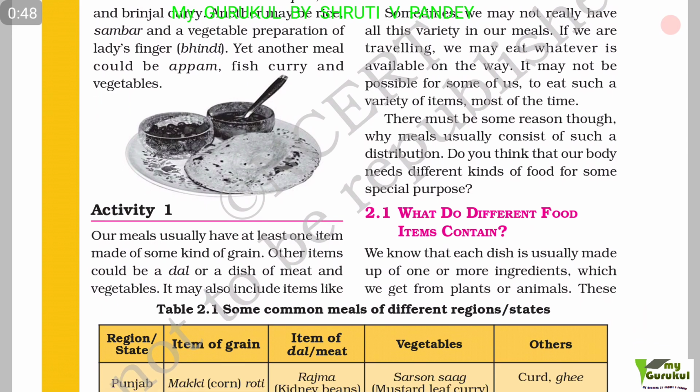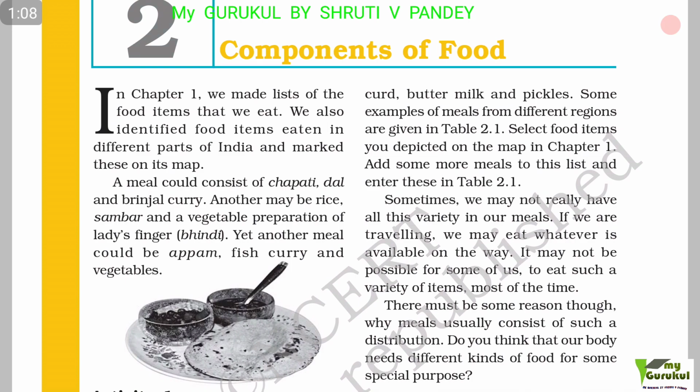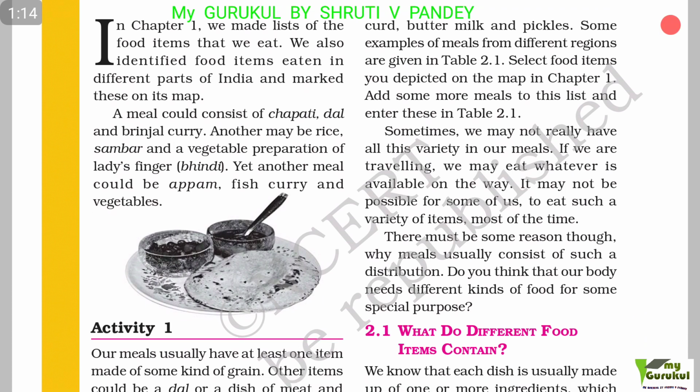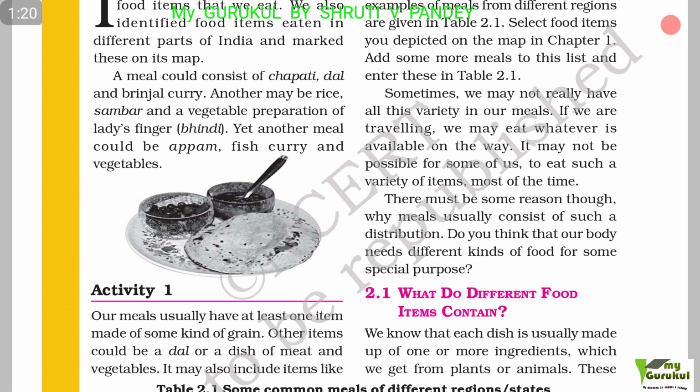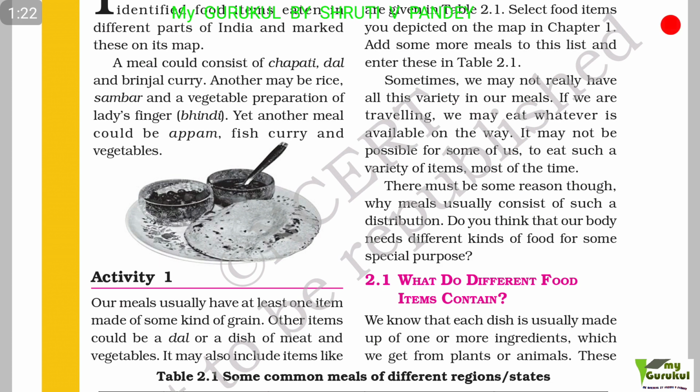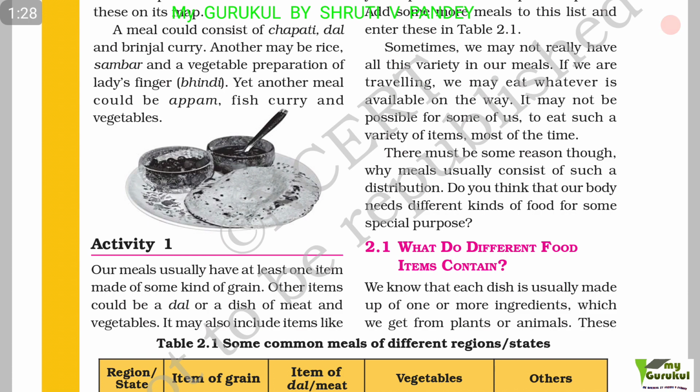Now, one activity for you. Our meals usually have at least one item made of some kind of grain. Other items could be a dal or a dish of meat and vegetables. It may also include items like curd, buttermilk and pickles. Some examples of meals from different regions are given in this table 2.1. So select the food items you deposited on the map in chapter 1. Add some more meals to this list and enter these in table 2.1.